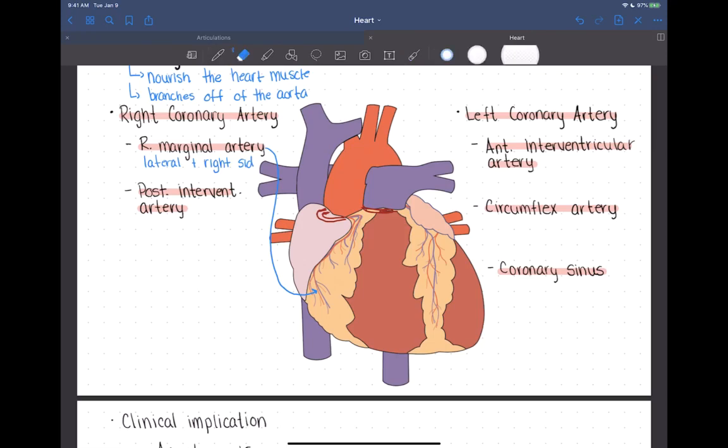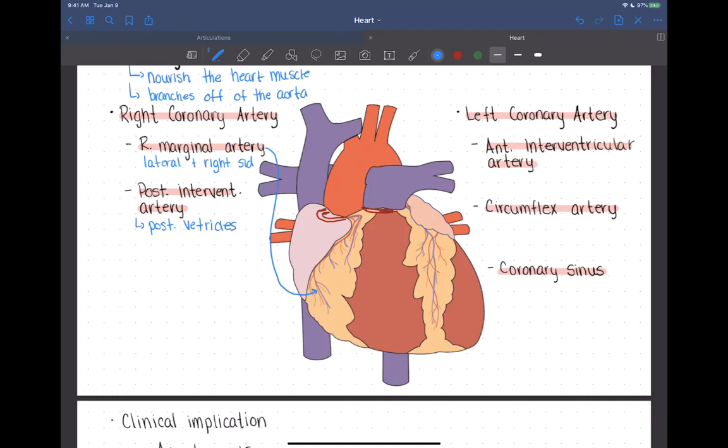Okay, and then also branching off of the right coronary artery, although we can't see it on this picture, is the posterior interventricular artery. This is going to supply blood to the posterior ventricles. Interventricular meaning it goes between where the ventricles are. We can't see that on this picture. It would be on the posterior side of the heart.